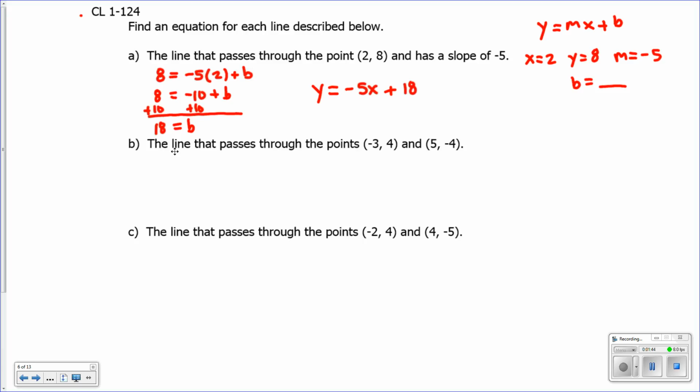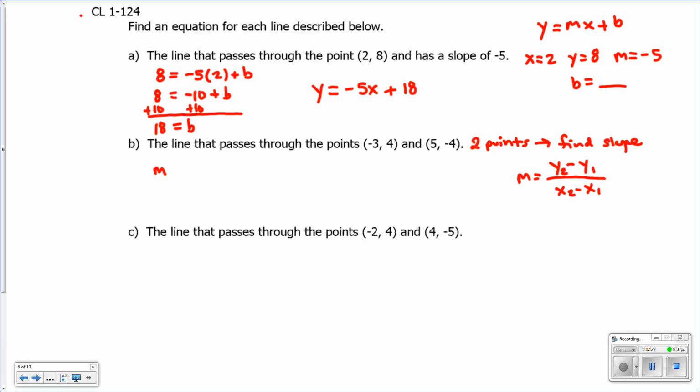Next, the line that passes through the points (-3, 4) and (5, -4). I'm sorry, (5, -4). So we're given 2 points, so we can find the slope. Remember, slope comes from the change in y over the change in x. So we have y2 minus y1 over x2 minus x1. Or if you just want to plot them and count, that works too.